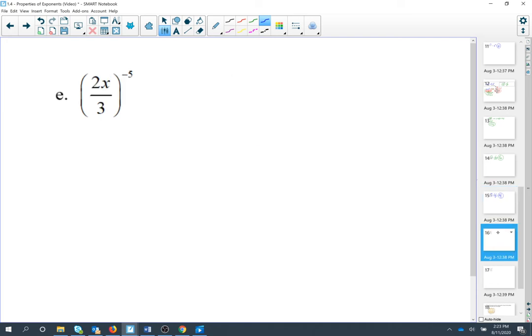Letter E, 2x to the negative 5 divided by, 2x divided by 3 raised to the negative 5 power. Now, I'm going to show you one way of doing this, and then we're going to go back and do it another way. So the first way is we're just going to take the negative 5 and distribute. So 2 to the negative 5, x to the negative 5 over 3 to the negative 5. Then I'm going to look at all that and go, well, wait a minute, they're all negative exponents. So if they're all negative exponents, then this guy needs to go down, this guy needs to go down, and this guy needs to go up.